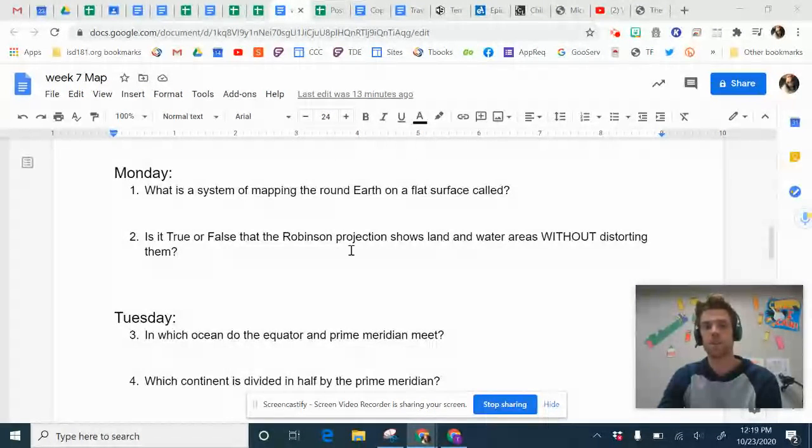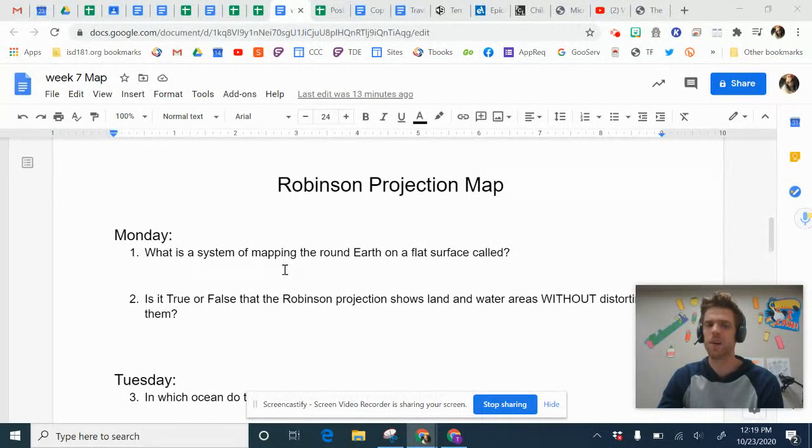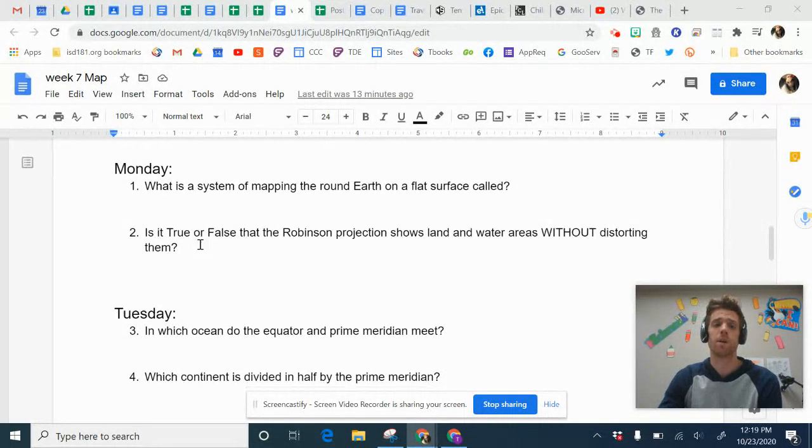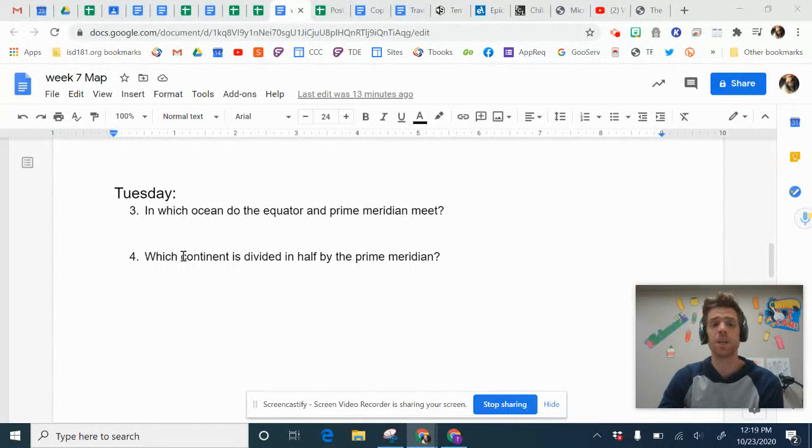Is it true or false that the Robinson projection shows land and water areas without distorting them? Are they distorted or not? Oh, true. They are not distorted. False. They are totally distorted. You tell me. In which ocean do the equator and prime meridian meet?